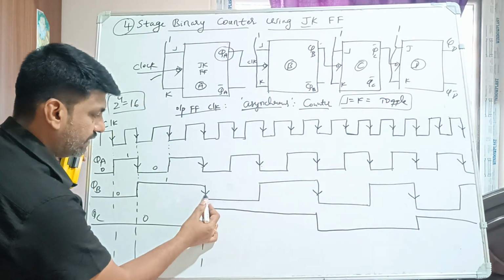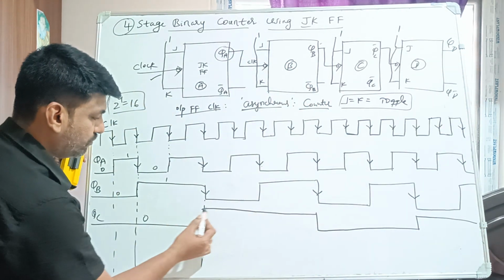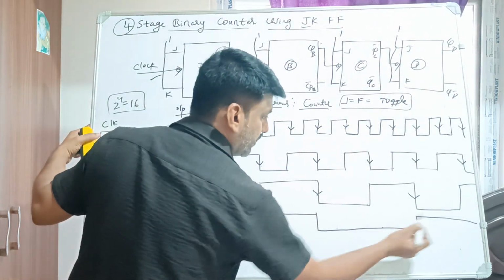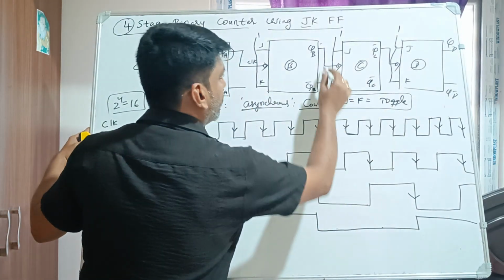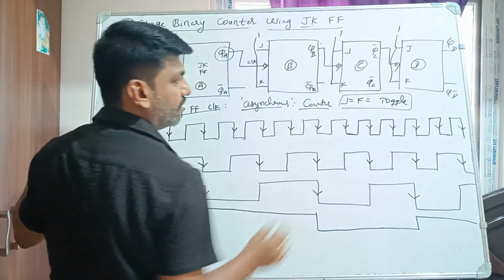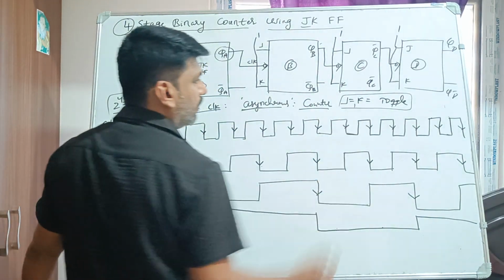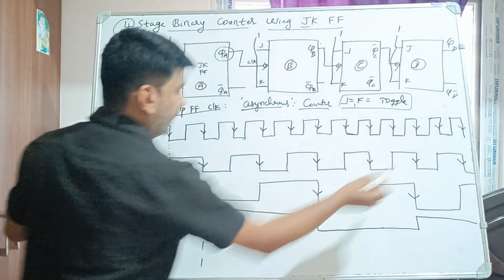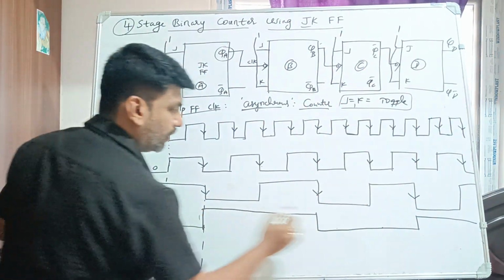At this negative edge, this 0 becomes 1. At this, 1 becomes 0. At this, 0 becomes 1. It depends on this JK and toggling because of the 1 and 1 condition, right? When both are 1, 1, toggling happens, then this output is now ready. What is that output? QC is the output now, right?